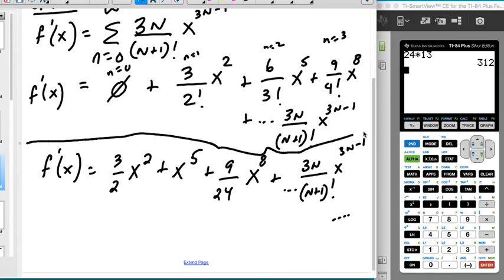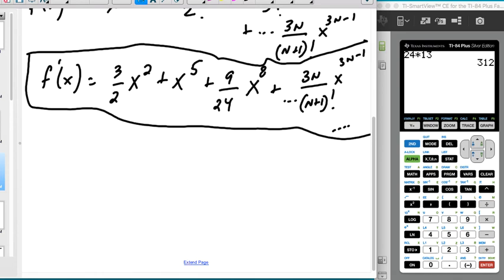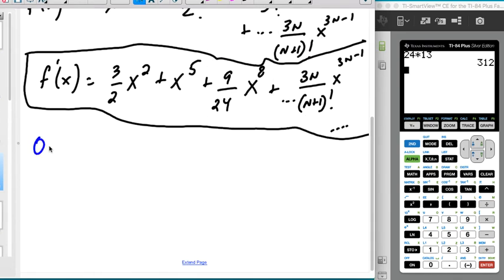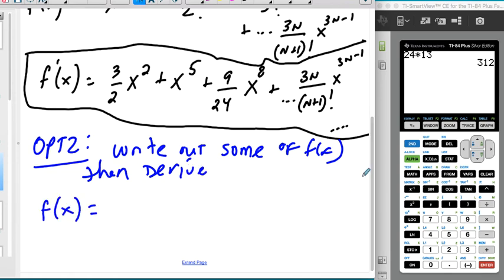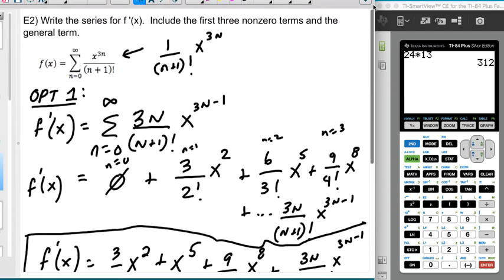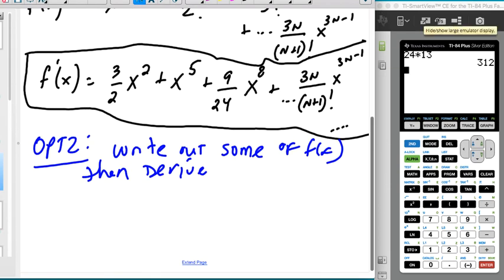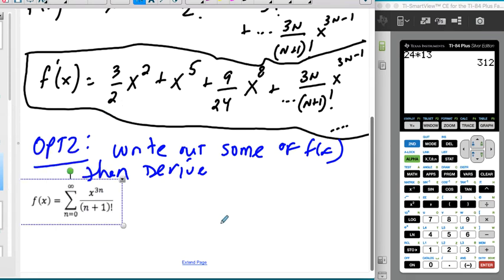The other way to do it is you could write out the first couple terms and then differentiate them. So that's one option. The other option, just to show you that you have option 2, is write out the sum of f of x, then differentiate. I don't care which one you pick. Unless you're required specifically to do one or the other, if you chose to write out the sum of f of x, and I'll just go up to the top, I would probably have picked the first option, but it's up to you. So let me just steal this for a sec, and let me show you what I mean.